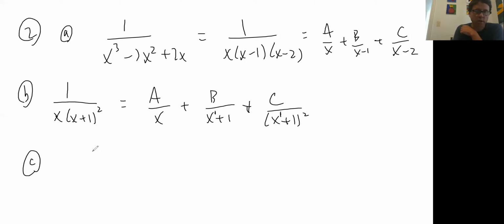And on the last one, you've got two copies of a thing that can't be factored anymore, and then you have three copies.